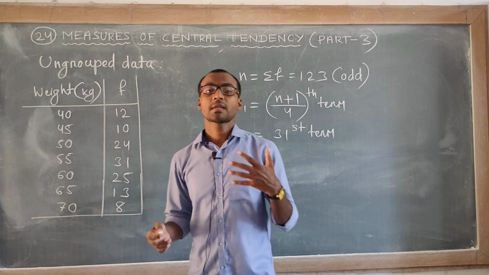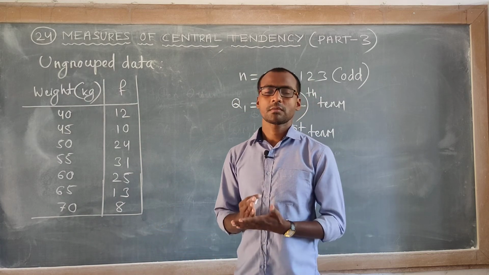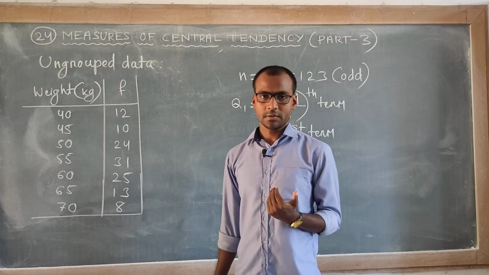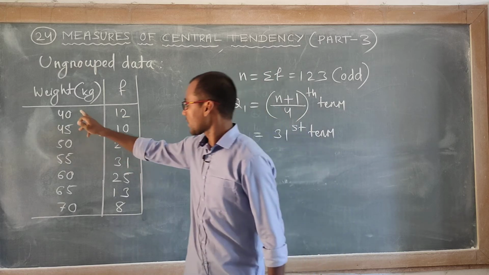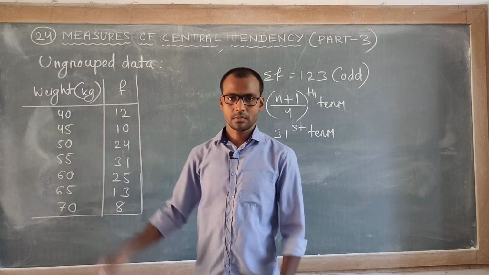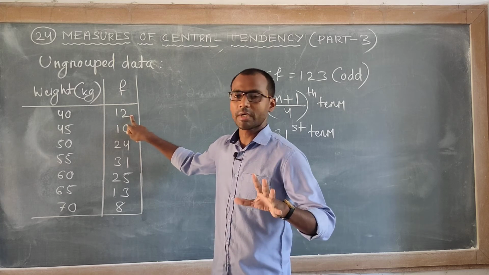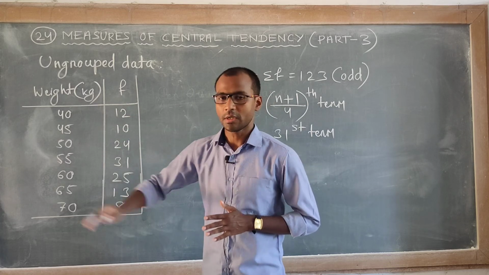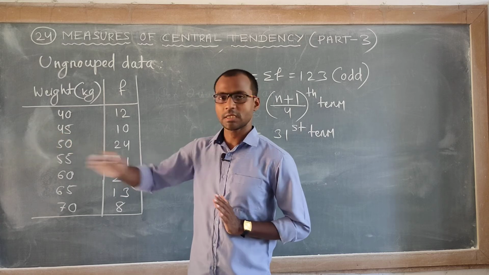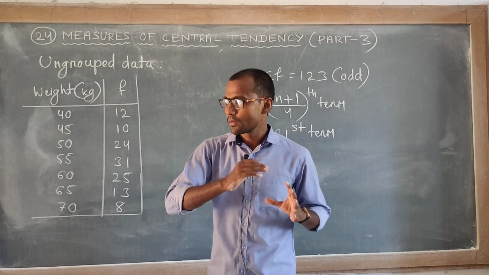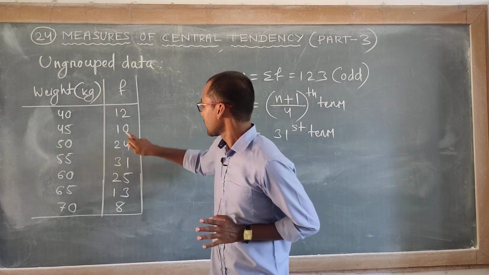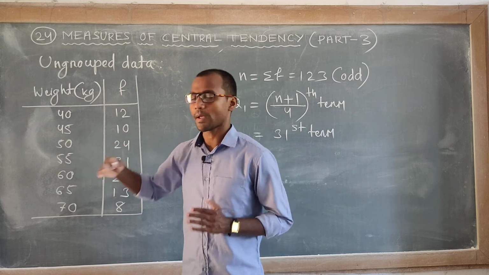Now how to find the 31st term? The 31st term means the 31st student. Suppose you keep the students in a straight line. First we will keep the 12 students whose weight is 40 kg each in a straight line. First 12 students, 40 kg. Then the next 10 students whose weight is 45 kg.